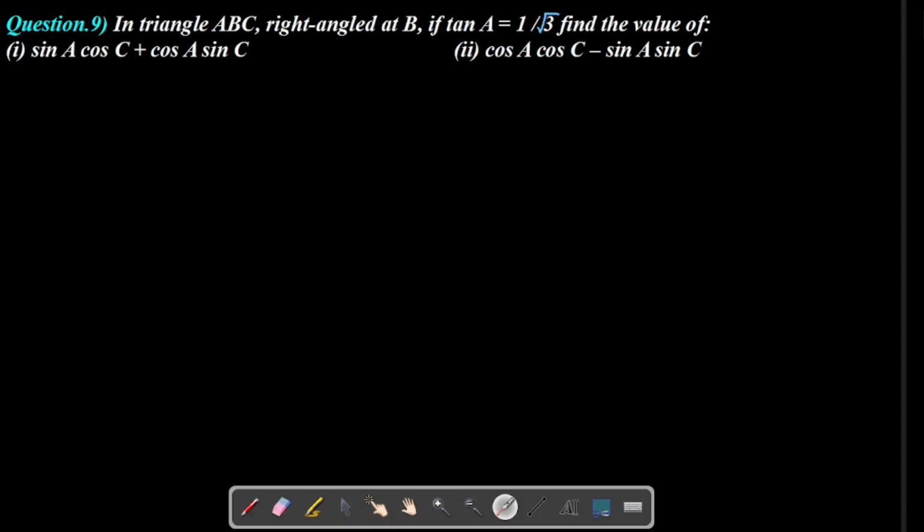So first of all, we have to draw a triangle, right? First of all, we have to draw a triangle. Okay, solution.